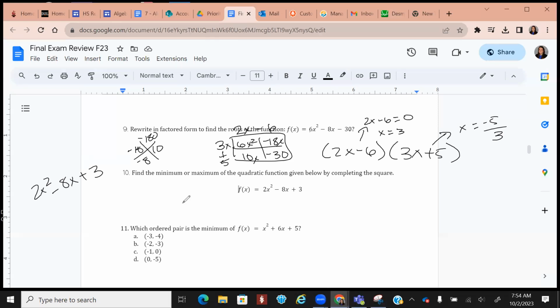Now we could have done this the long way. We could have completed the square. That would look like this.